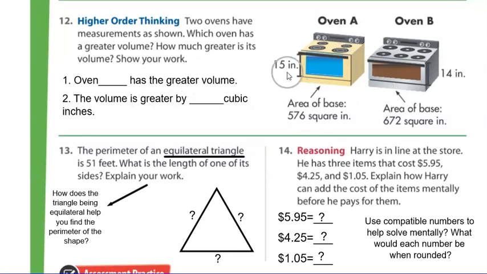So you need to find the volume of oven A and the volume of oven B to figure out which one is larger. And then you need to tell me how much larger. So on that problem, we're finding the difference between the 2 volumes. So you want to make sure that you're using the appropriate operation when finding that difference.